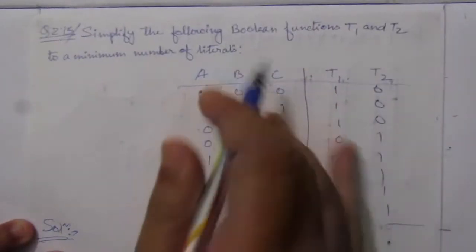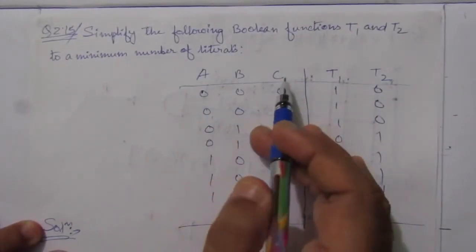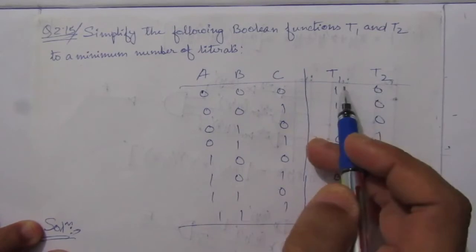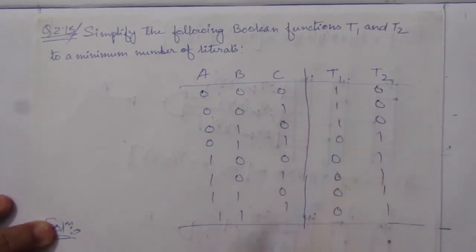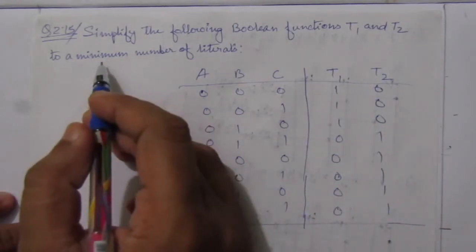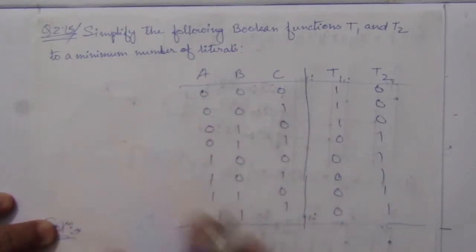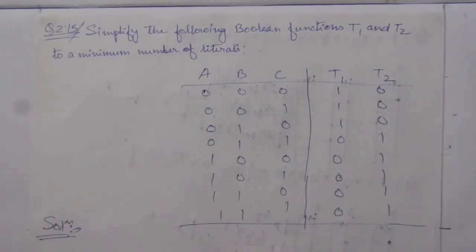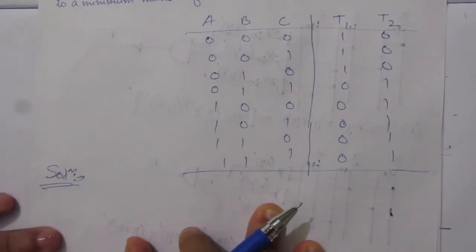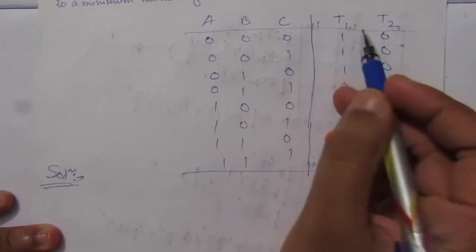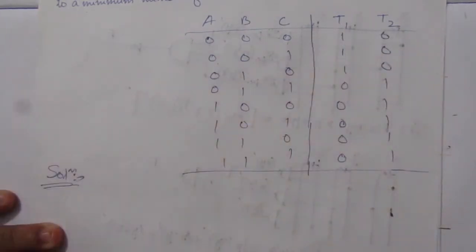It means we are given some inputs A, B and C. T1 and T2 are the related outputs. First of all, we have to find out the Boolean expression for T1. Then we have to find out the Boolean expression for T2. And after that, we have to minimize the number of literals. So here we can find the Boolean expression for T1 and T2 through Karnaugh map.